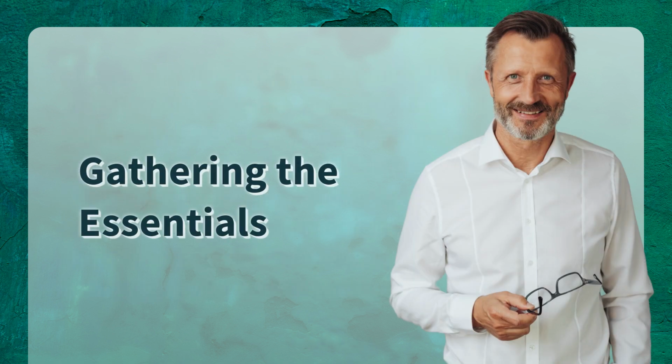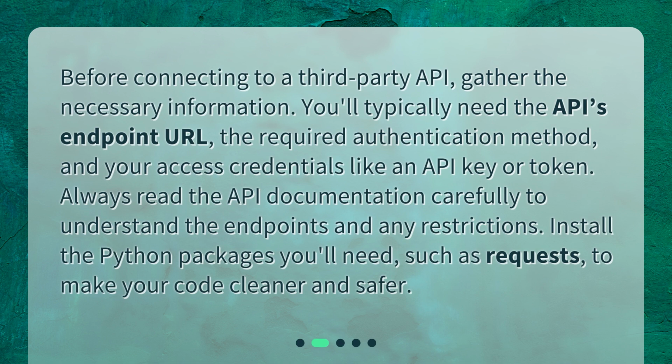Gathering the essentials. Before connecting to a third-party API, gather the necessary information. You'll typically need the API's endpoint URL, the required authentication method, and your access credentials, like an API key or token. Always read the API documentation carefully to understand the endpoints and any restrictions. Install the Python packages you'll need, such as requests, to make your code cleaner and safer.